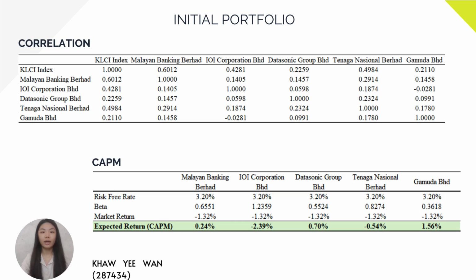IOI Corporation Berhad has the highest beta of 1.2359, indicating high volatility, but it also shows the lowest and negative expected return. The negative return is due to several factors, including a sharp fall in crude palm oil price and geopolitical tensions affecting the economic outlook. While the other 4 companies have favorable CAPM values due to their lower volatility with beta values less than 1.